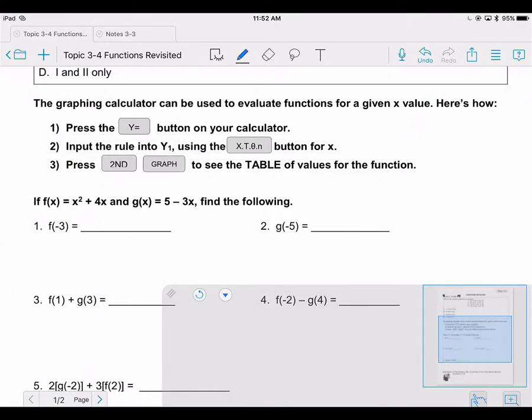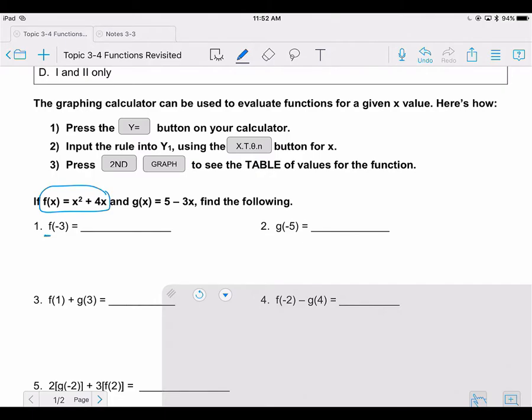Today we are looking at how you can evaluate functions on a calculator. You are going to press the y equals button, input the rule into y1 using the x, t, theta, or n button for x, and then press second graph to see the table of values. So in problem 1, they want us to use the f of x function, that's what that f means, and find where x equals -3. So I'm going to plug this into y equals, and then look at this on my table.